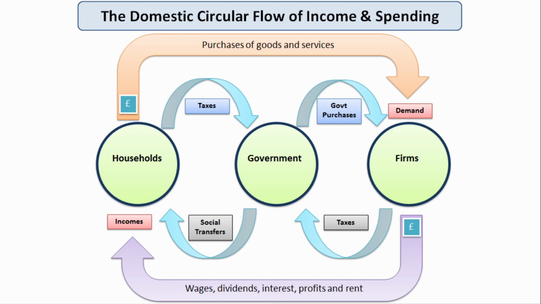Highlighted in the green circles, they are household, government, firms, or businesses. Let's track money, in this case British pounds, through the domestic flow of the economy. Look at the bottom purple arrow. This represents wages paid for working a job.